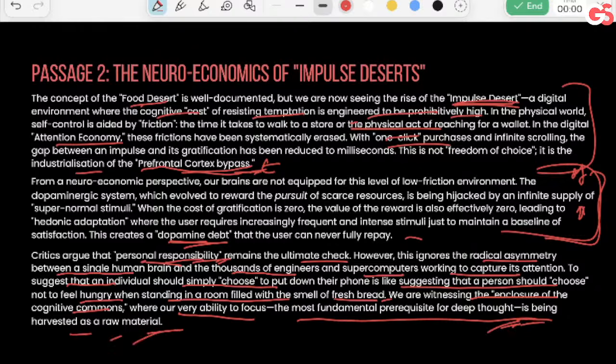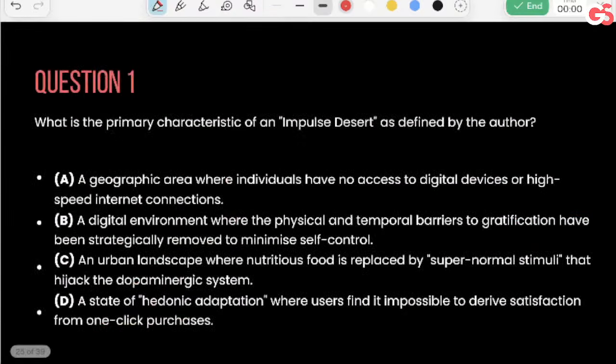ठीक है कि तुम एक ऐसे रूम में खड़े हो जहां ब्रेड की खुशबू आ रही है, वहां तुम्हें बोला जाए कि तुम खाना मत खाओ. ठीक वही लगता है जब हम फोन को रख देते हैं. Exactly, so that happens, and that is why I gave the example. Okay, so now you have understood it, right? Let's go to the questions.